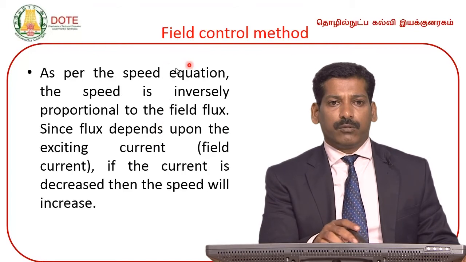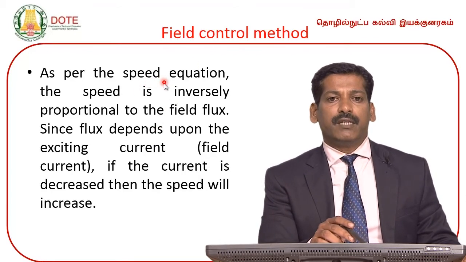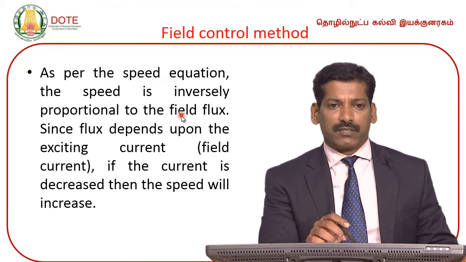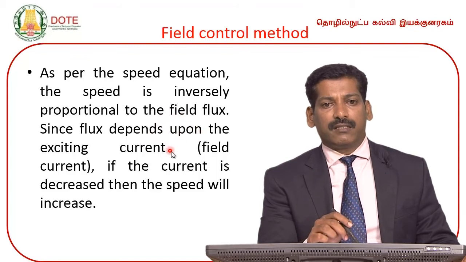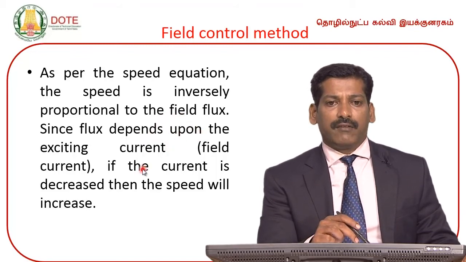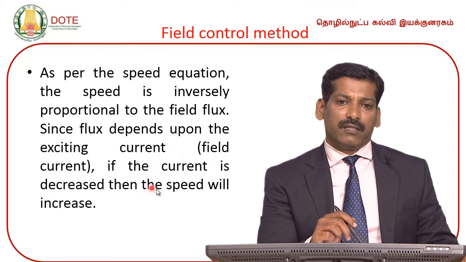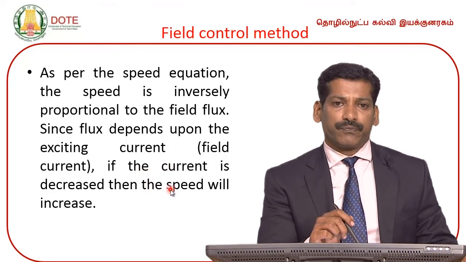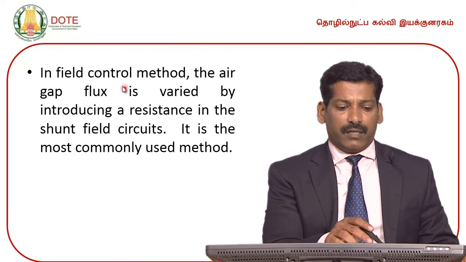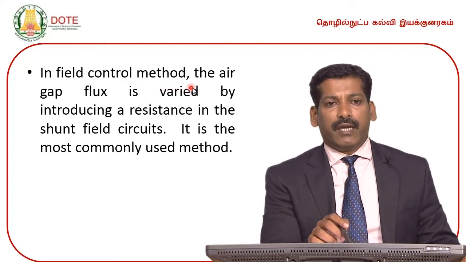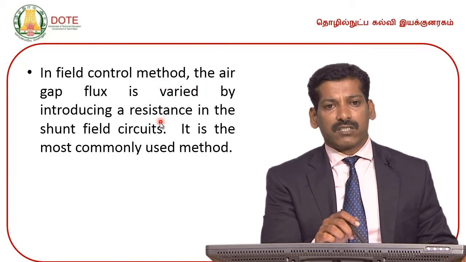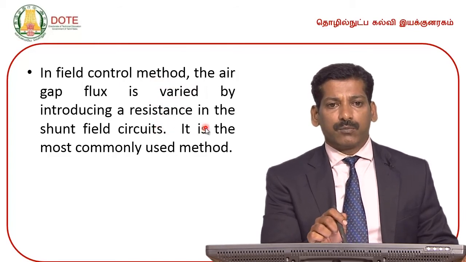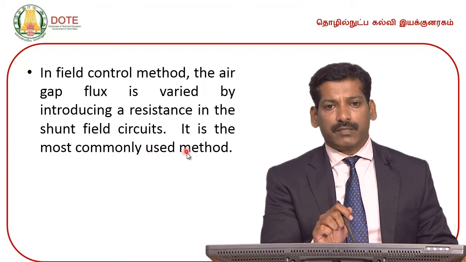Then comes the field control method. As per the speed equation, the speed is inversely proportional to the field flux. Since the flux depends upon the exciting current, that is the field current, if the current is decreased, then the speed will increase. In the field control method, the air gap flux is varied by introducing a resistance in the shunt field circuit. It is the most commonly used method.